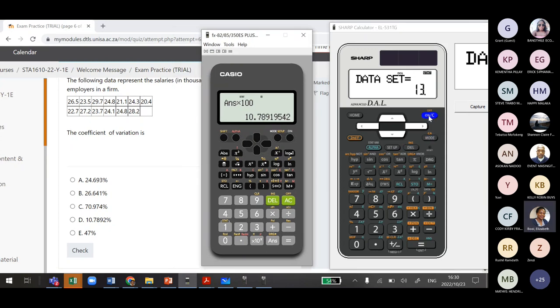So with the Sharp, we also go on and off and we go alpha five, divide by alpha 4 equals, and multiply by 100 equals, and that gives us 10.78919, which is 9.2, which is D.